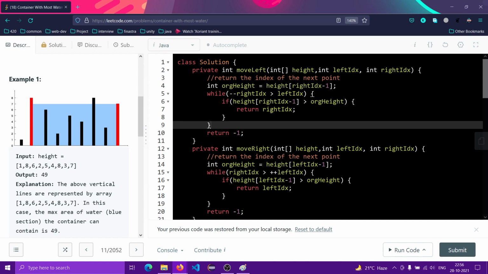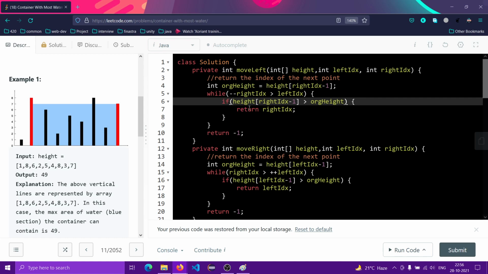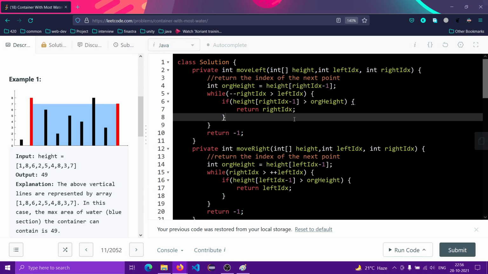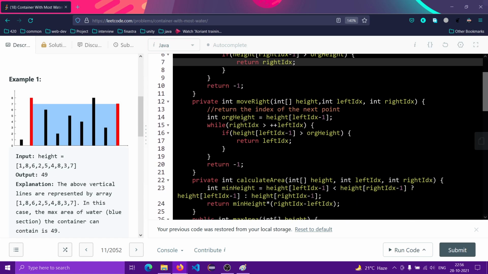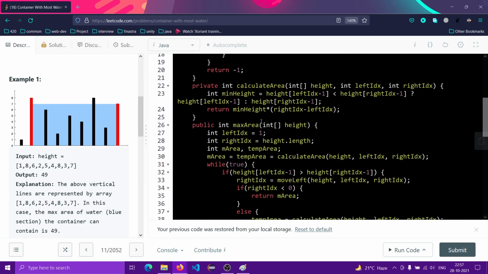Once we have got this, we will return the index. I am returning the index. You can return the height also, whatever you like. So we return the index of the right edge, because move left means moving the right edge. Similarly, we have the move right function, no different. Calculate area is simply calculating the area from the minimum of the two heights. So I'm getting the minimum height, and then I'm calculating the area.